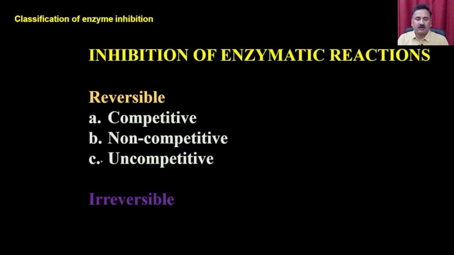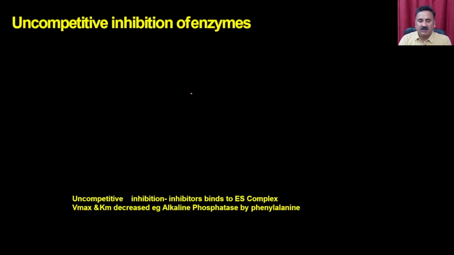So now let's move on to the third category, and the third category is the uncompetitive inhibition. In uncompetitive inhibition, the inhibitor is going to bind to the ES complex. This means it is going to affect the Vmax, and Km is going to be decreased. An example is alkaline phosphatase inhibition by phenylalanine.